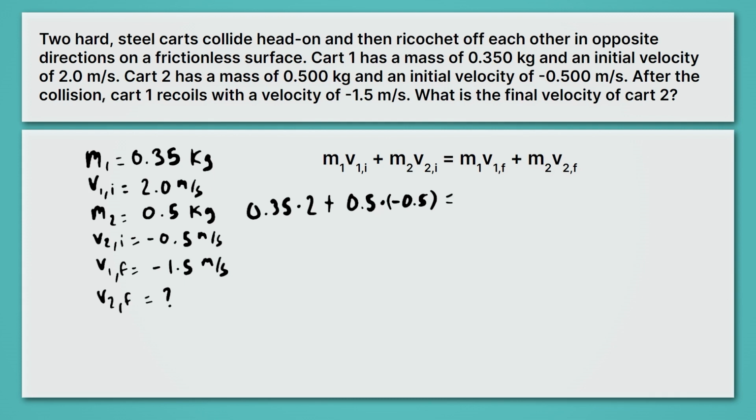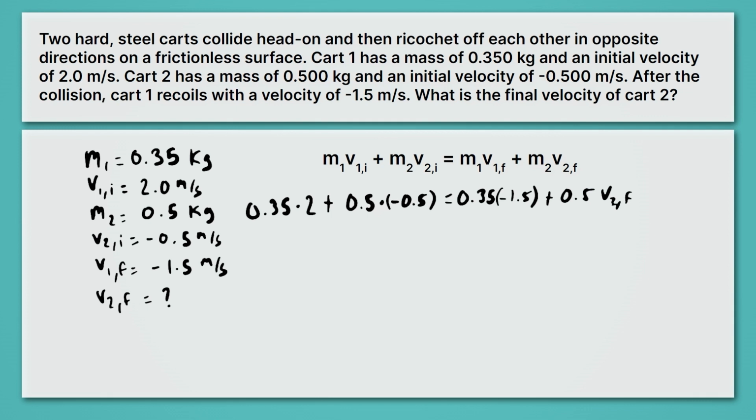the mass of our first cart, which is still 0.35, times the velocity of our first cart at the end, which is minus 1.5. Again, I'll put parentheses around that, plus the mass of our second cart, 0.5, times the velocity final of our second cart. And that's what we don't know, the velocity final of our second cart. All right, that's a lot. Let's again start simplifying. And if you want, this might be a good time for you to pause and see if you can finish out the problem.